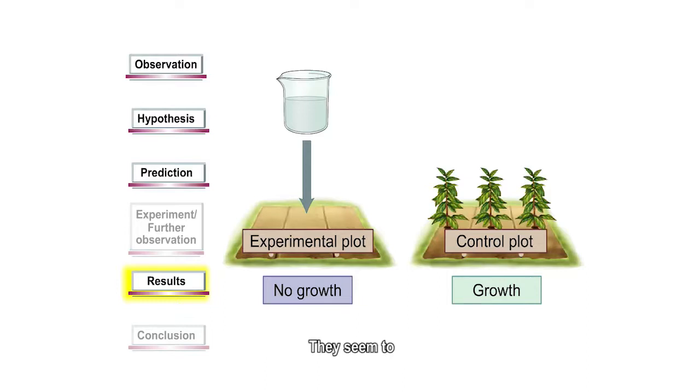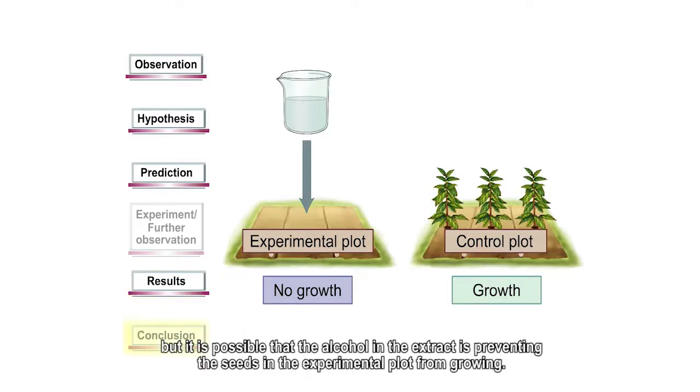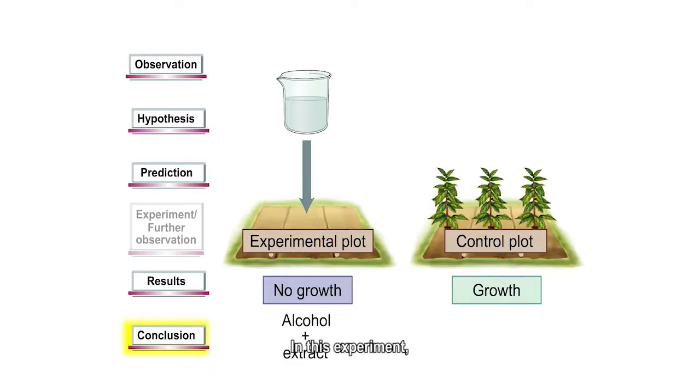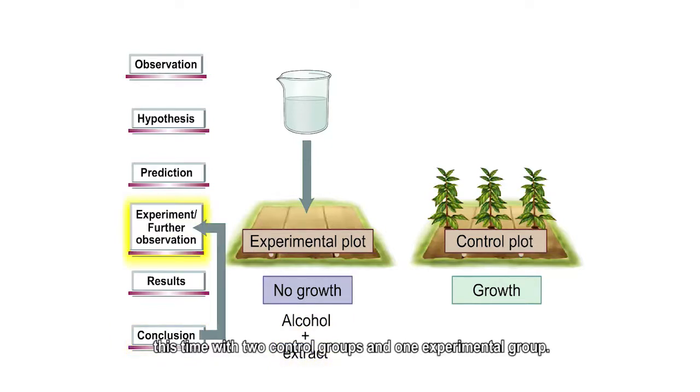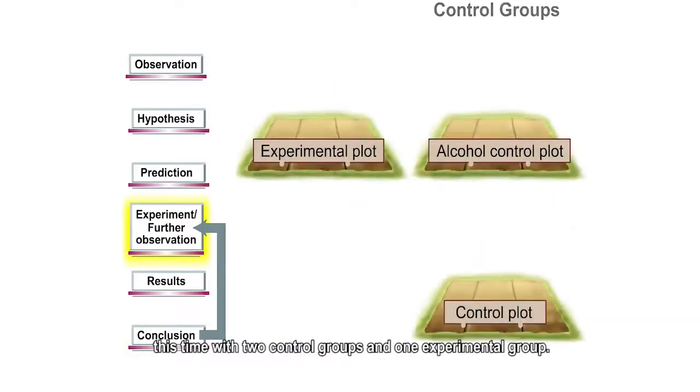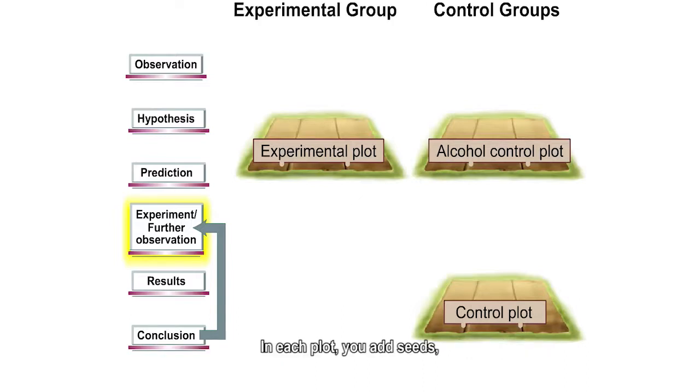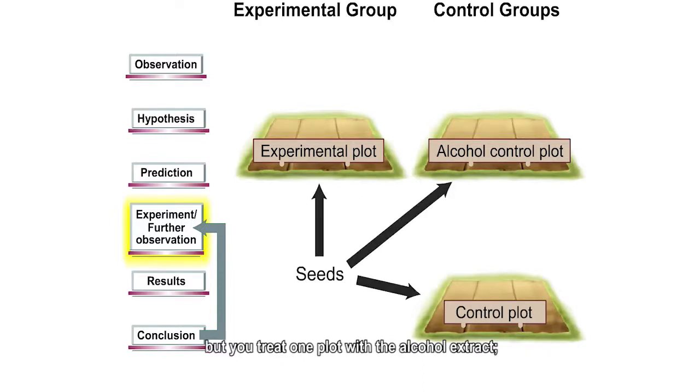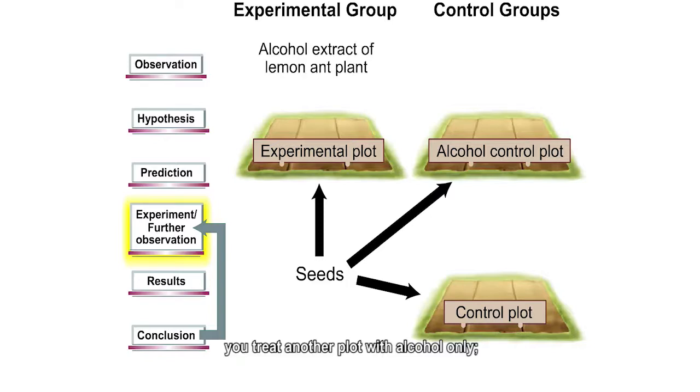They seem to, but it's possible that the alcohol in the extract is preventing the seeds in the experimental plot from growing. In this experiment, you actually had two variables that were being tested, the alcohol and the extract itself. You need to experiment again, this time with two control groups and one experimental group. In each plot, you add seeds, but you treat one plot with the alcohol extract, you treat another plot with alcohol only, and you leave the third plot untreated.